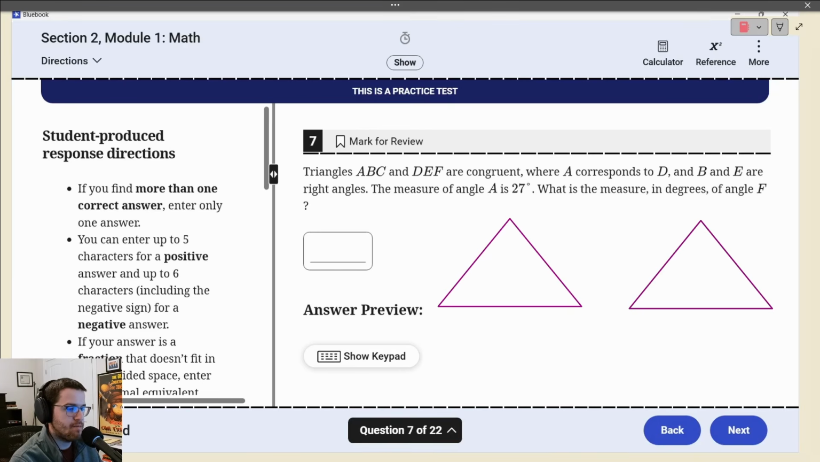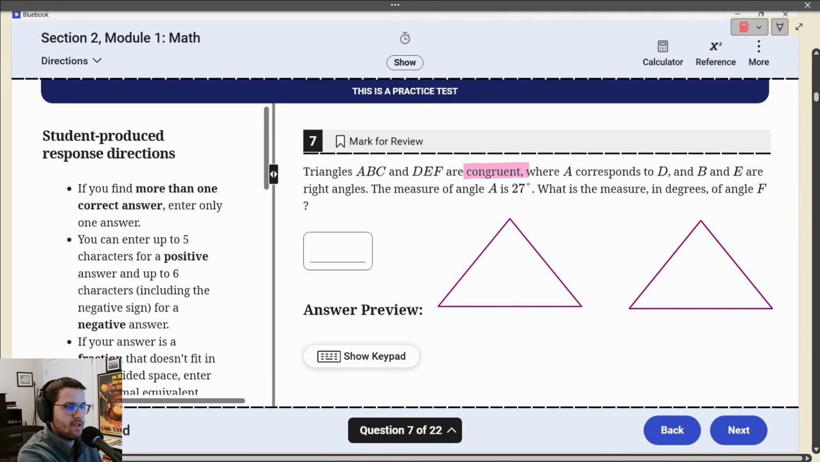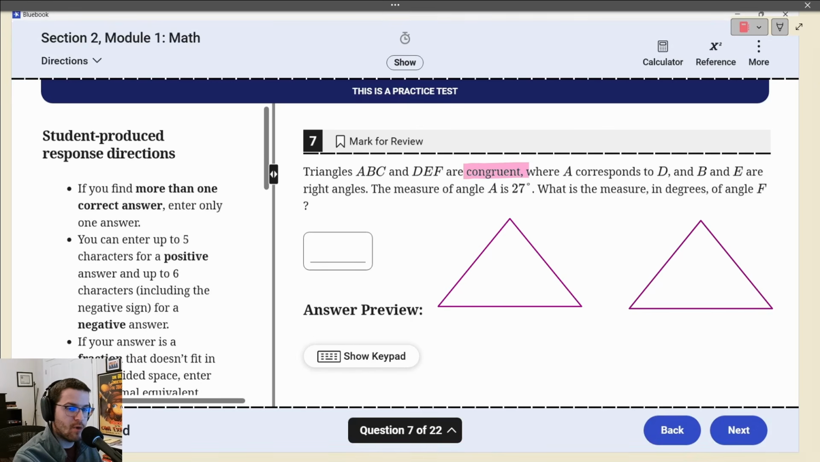Okay, question 7. So these triangles are congruent. So that means they are exactly the same. So that's why I drew two triangles that are exactly the same. They got the same shape and the same size, same corresponding angles, same side length, same everything. They're identical. They're like identical twins, right?